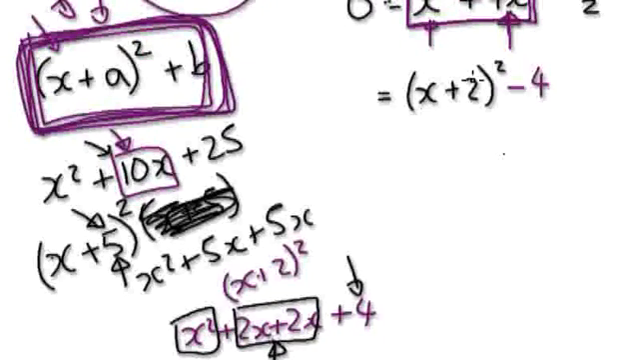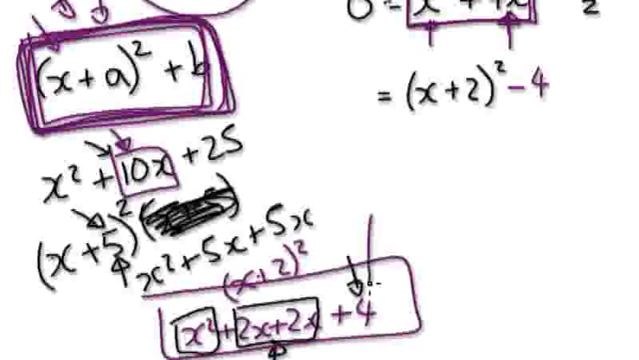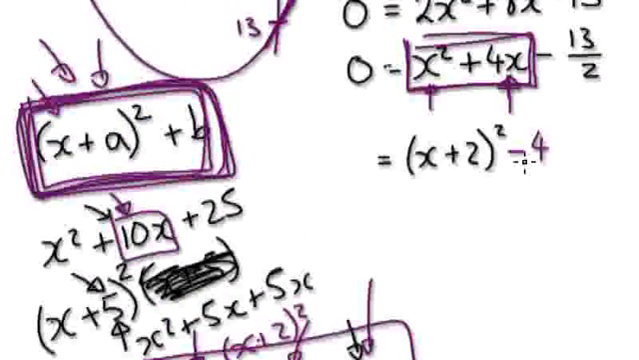Okay, just bear in mind that when you square this bracket, you would get this whole thing here. But because you don't want this 4 here, you immediately throw that 4 away. So in effect, you will only have what you want here, x squared and 4x. Okay. So once you throw that 4 away, then take this thing down to minus 13 over 2.